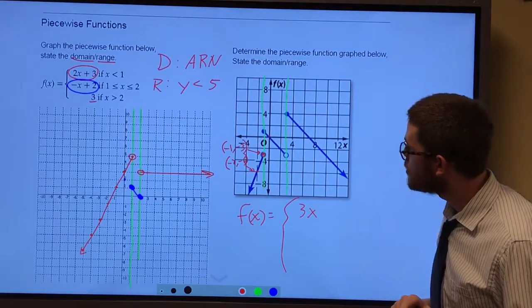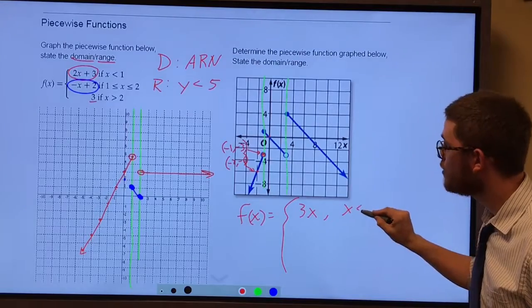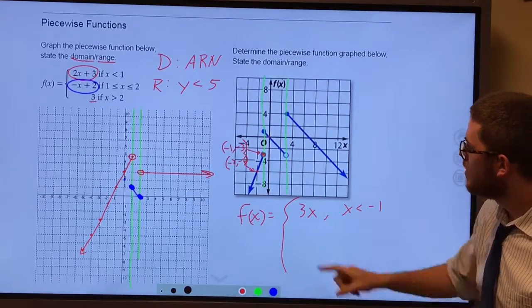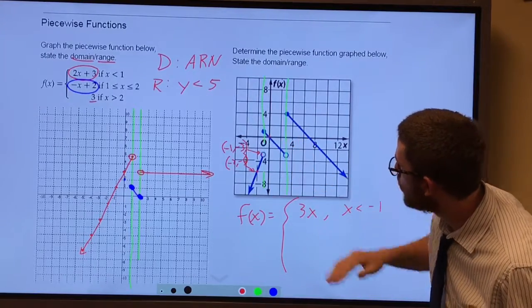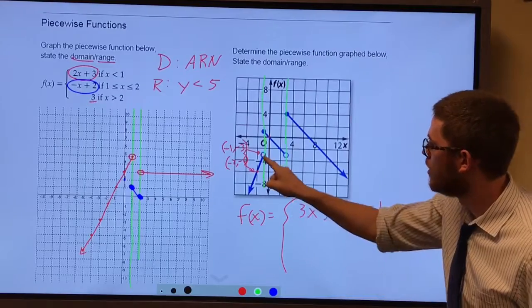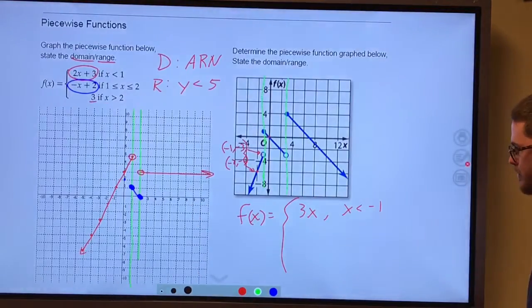So my equation of my line right there would be 3x, and this is true for all x values less than -1. Notice that is an open circle right there, it cannot equal -1, but it can be any x value less than that.